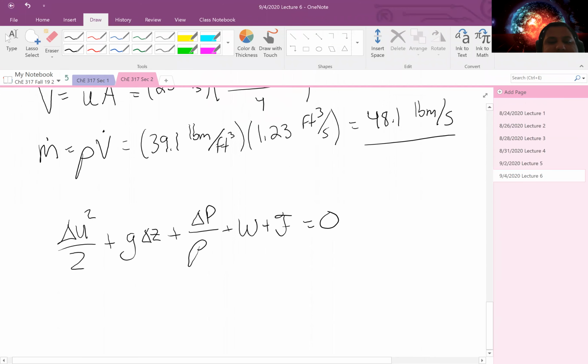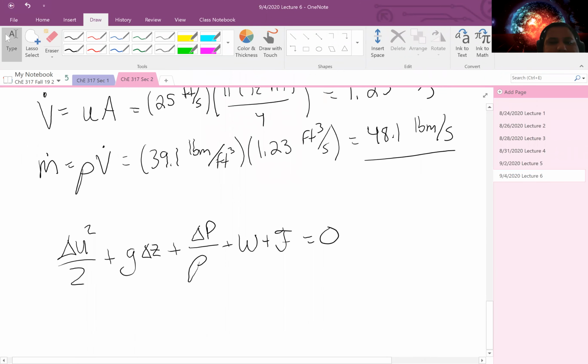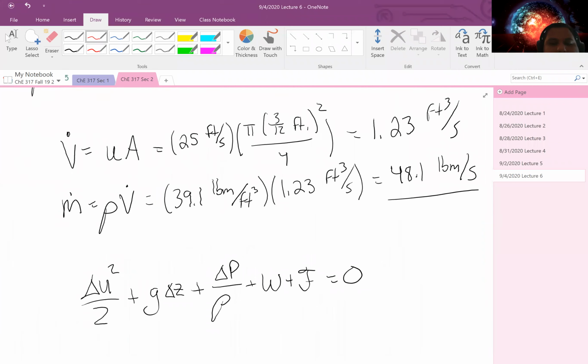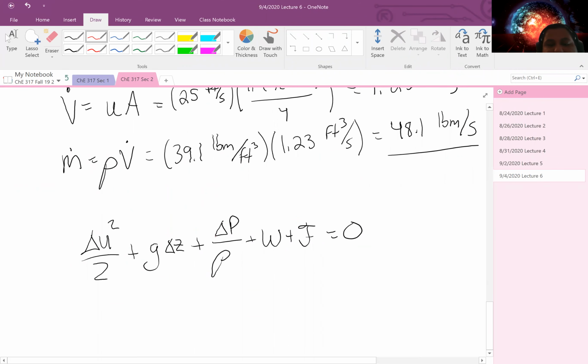With those assumptions in mind, one of the things I can state is that if they're both open to the atmosphere, the delta P is going to be 0. Because it's going to start atmospheric and end atmospheric, I can consider that 0. The delta Z is given, right? This is 40 feet.